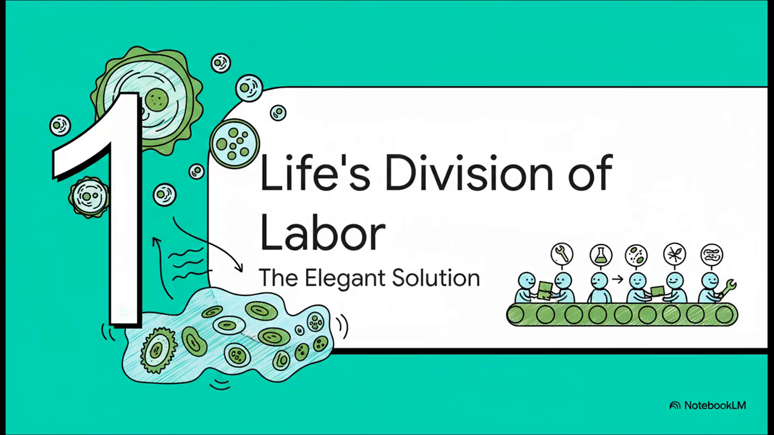And that division of labor, that's the absolute key. That's the elegant solution that evolution came up with to build complexity. Instead of every cell for itself, you have these specialized teams, all working in harmony. And those teams, well, that's what we call tissues.